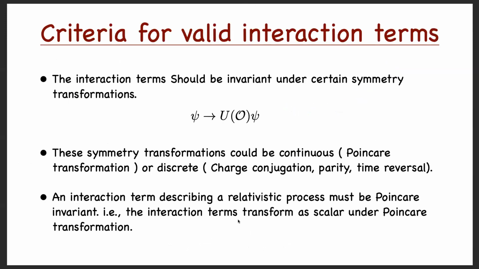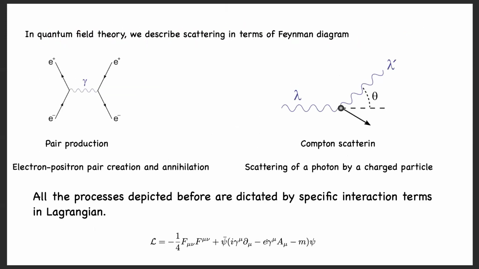So, what is the criteria for a term to represent a valid interaction? This type of interaction should satisfy certain symmetry. I mean, they should be invariant under certain symmetry. Let's say here we have a field and we just transform this field by some operator. The interaction term, for example, this type of term, phi bar phi, would be invariant under those symmetry transforms.